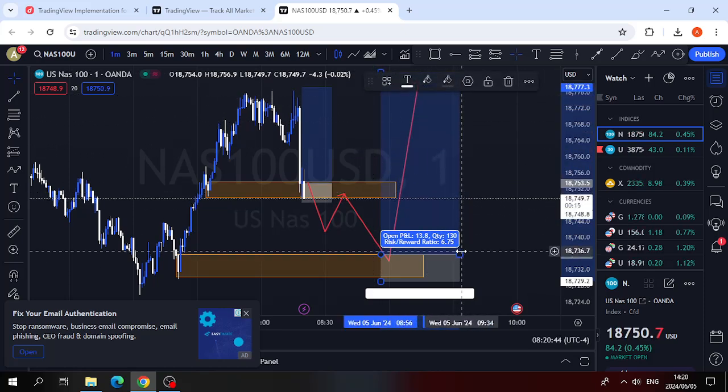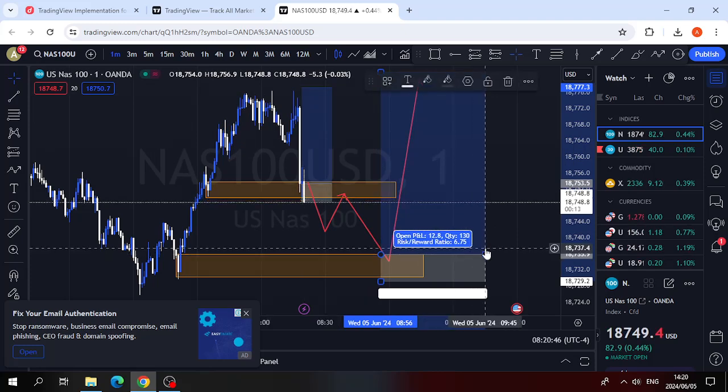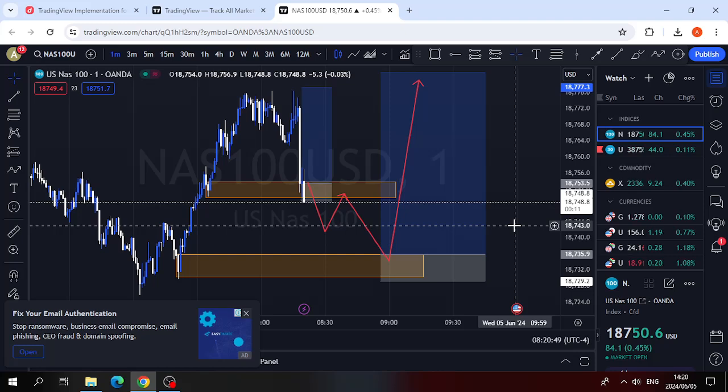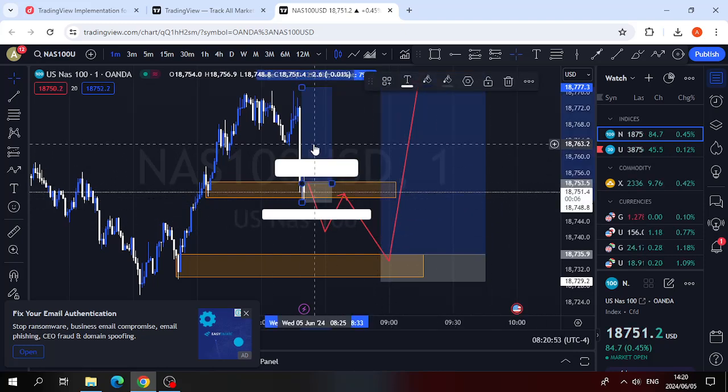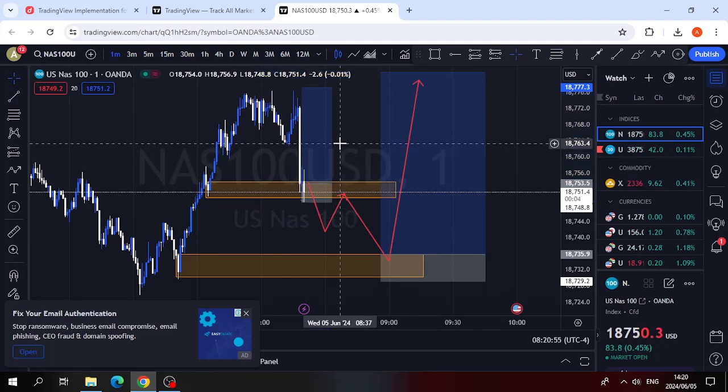And yeah, usually just before the market opens, or just before the New York session opens, that's what I'll be looking at.